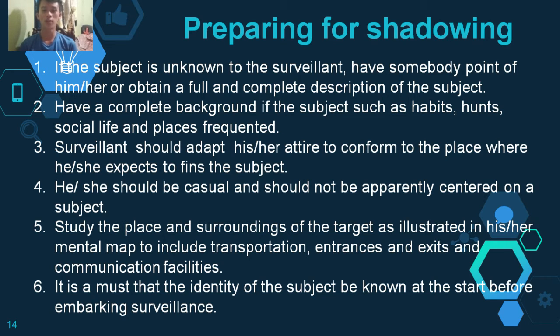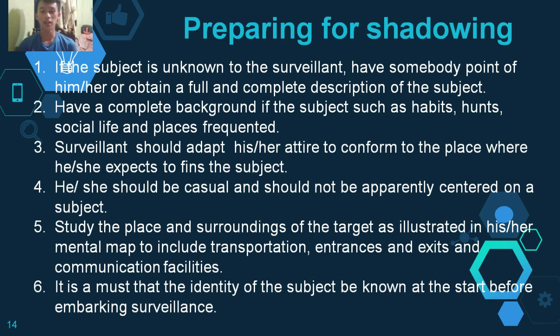So 3, the surveillant should adapt his or her attire to conform to the place where he or she expects to find the subject. So if you go to a bar, you should dress for a party. But if you go there in a costume party, that's clearly crazy. Your attire should fit wherever place you are investigating. So he or she should be casual and should not be apparently centered on the subject, so you don't stand out.